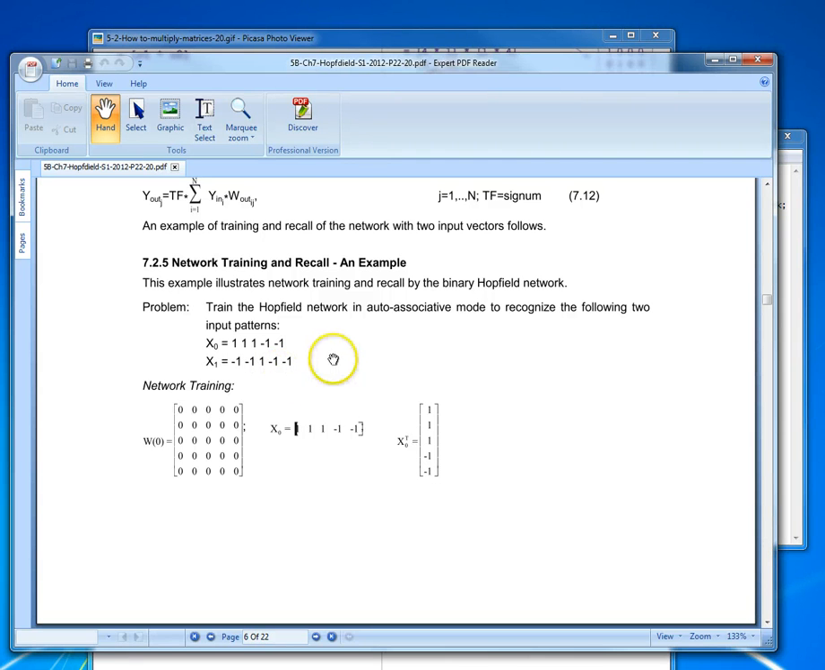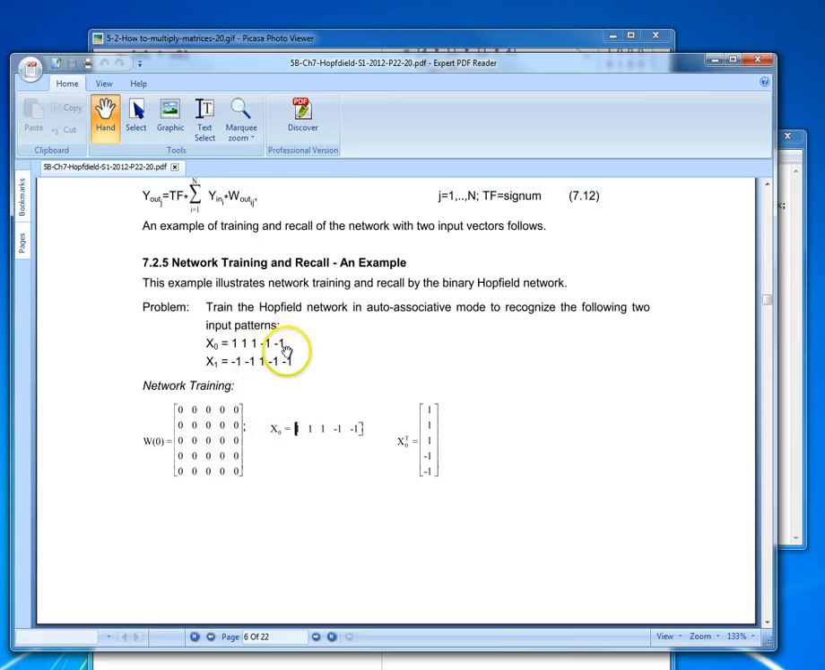Okay, to do the network training, first of all, you take the first element in a Hopfield network. You start with, to be able to store these images, if it is a 5-element network, we need to have a 5x5 network. So the Hopfield network starts with 5x5.